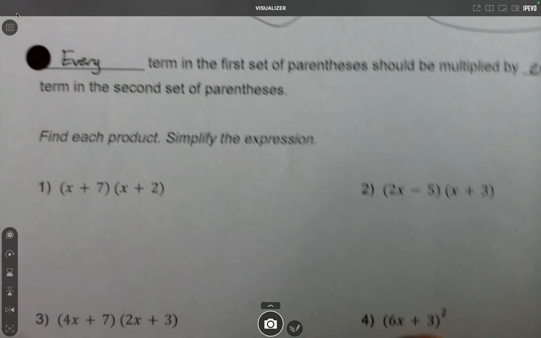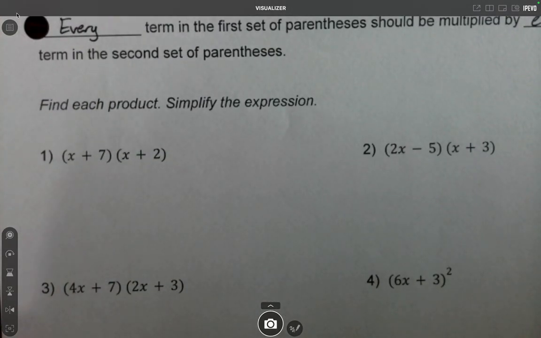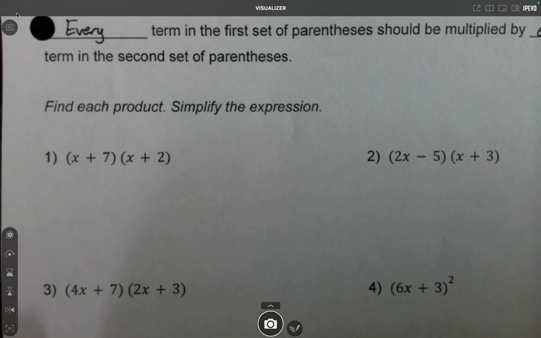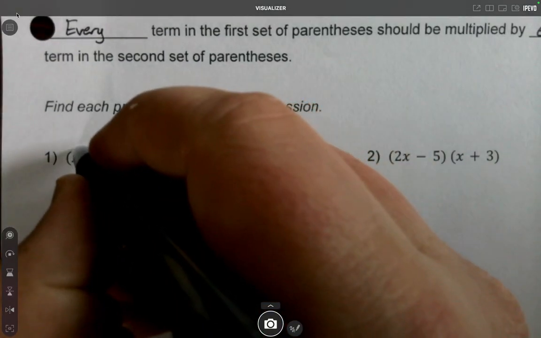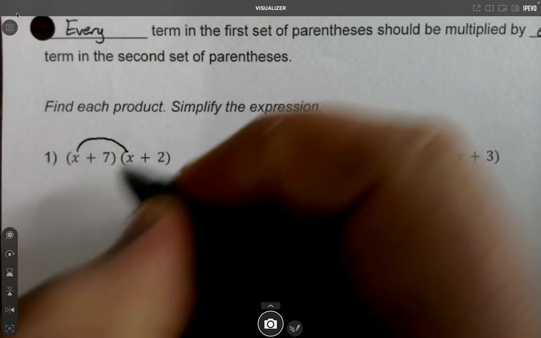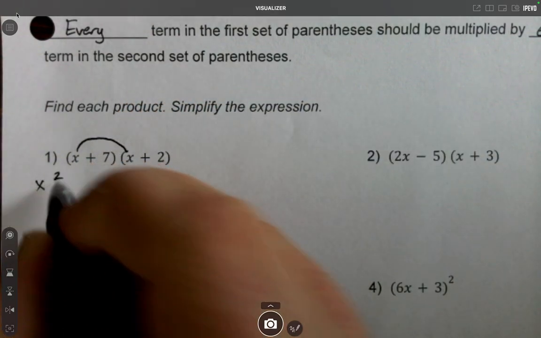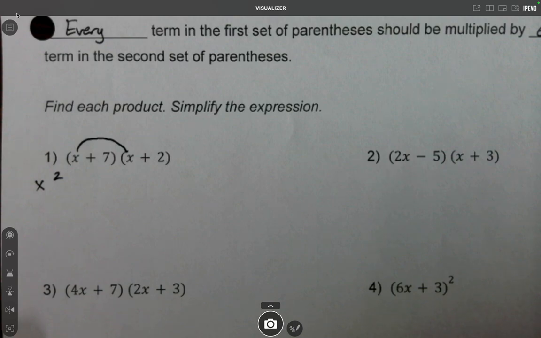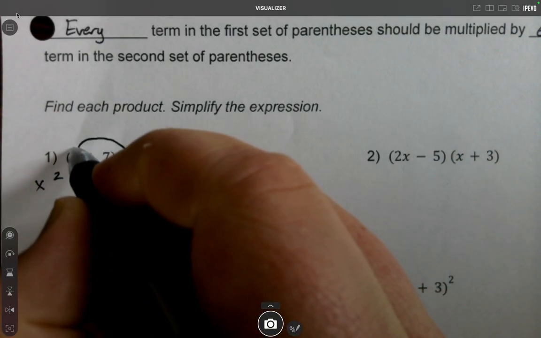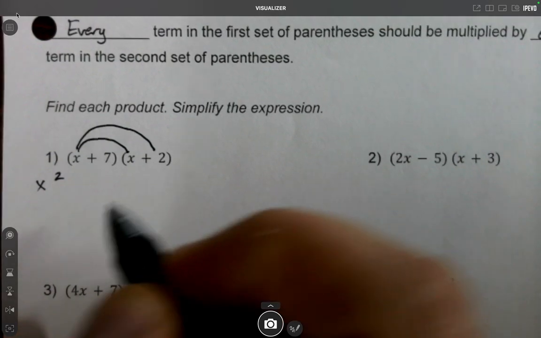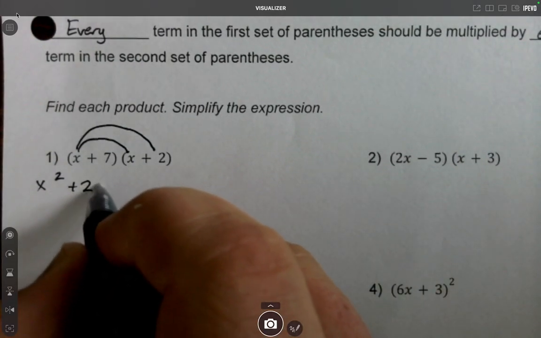So let's practice this now. So FOIL, first, outer, inner, last. First, outer, inner, last. So first, I multiply the first terms together. X times x is x squared. Outer, x times 2 is 2x.